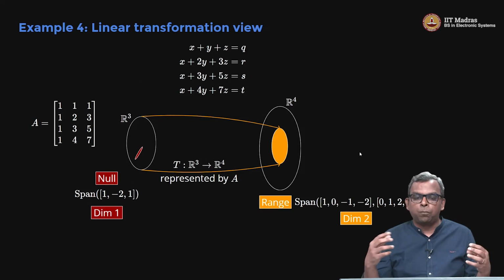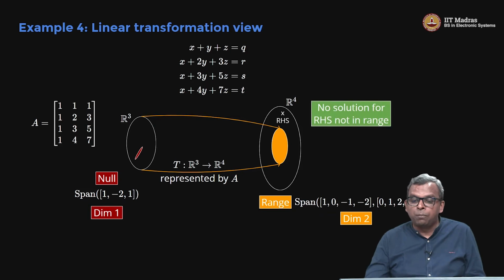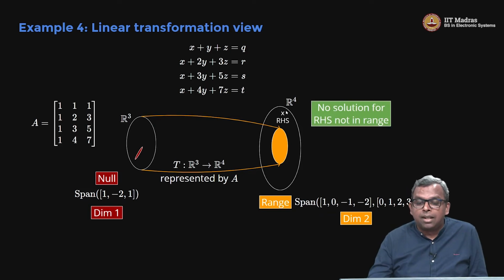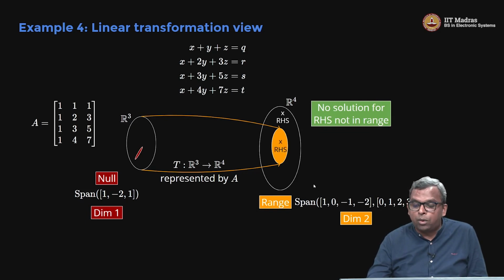So once you have this picture, you can start thinking about what will happen if the RHS is inside the range, outside the range, etc. Okay, the first easy solution is if you have the RHS outside, then there is no solution. The next case is if it's inside. Okay, if it's inside, what will happen?